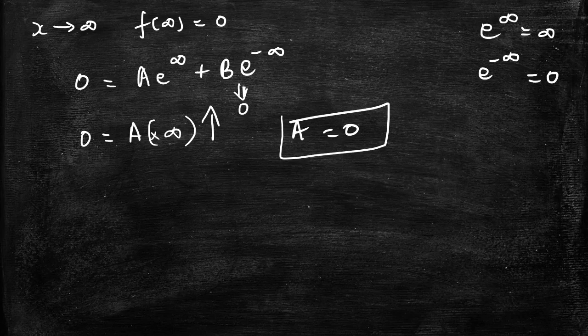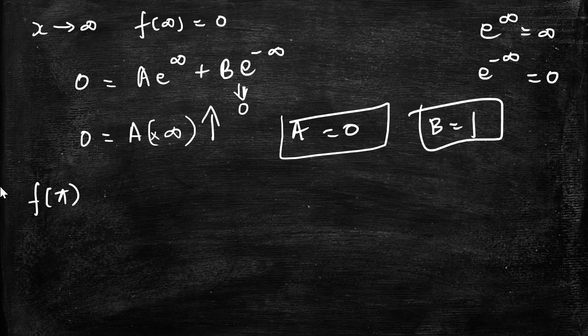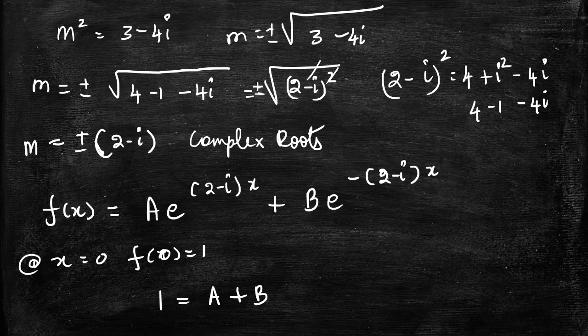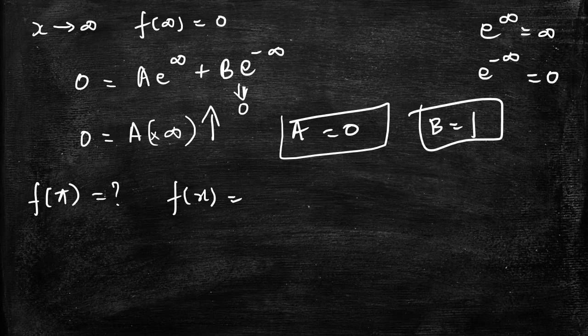So from this equation, I can say that a is equal to 0, and from this first equation, when I substitute a is equal to 0, I'll get b is equal to 1. Okay. So now we'll have to find f of pi. Now you can write the solution of f of x. It will not have the first solution; this will go to 0 because a is equal to 0. We'll have b is equal to 1, so we'll have the solution to be e power minus (2 minus i) into x.